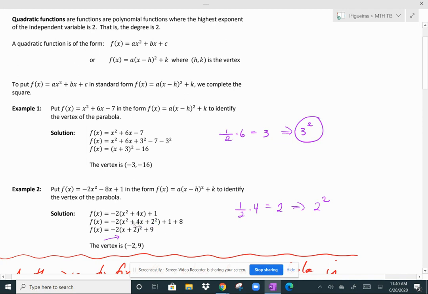What I know is that my vertex has an x-coordinate that is the opposite sign of this number, which is negative 2, and then that number is your y-coordinate, which is 9. We also know that this will be a downward-facing parabola because my leading coefficient is negative.